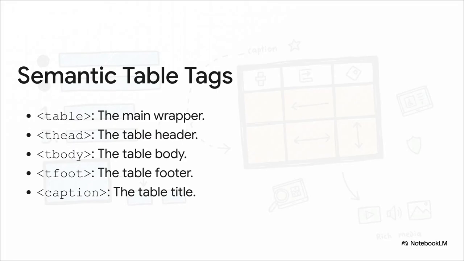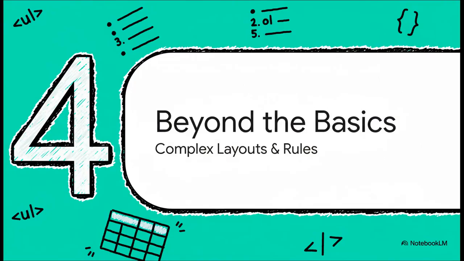Now for even better structure, and this is super important for accessibility, we can group our rows. We can use thead for the header content, tbody for the main data, and tfoot for any summary rows at the bottom. And you should always include a caption to give your table a clear title. Okay, with the basic structure down, we can now handle more complex stuff. And we're also going to cover the number one rule for using tables that every single modern developer needs to follow.